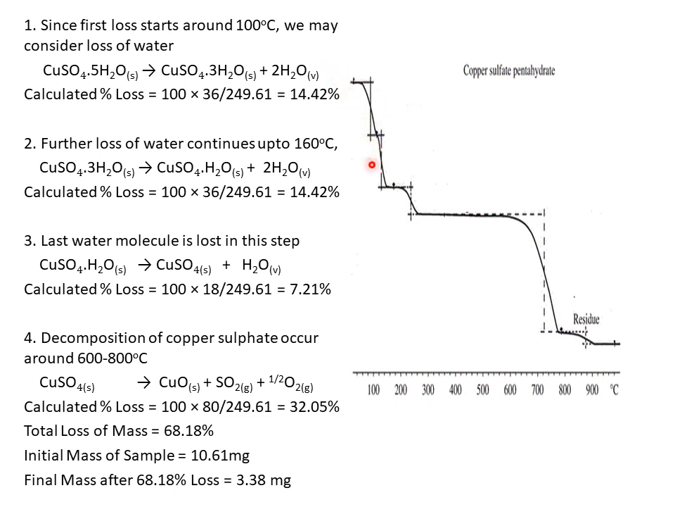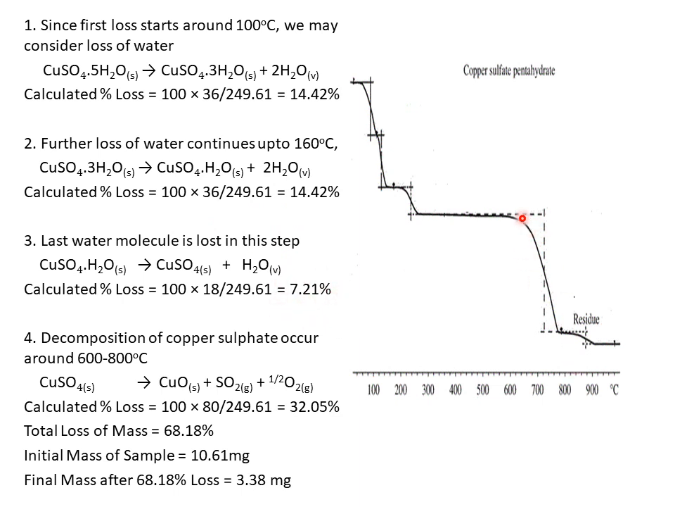Then in the second step, which occurred around 160 degrees centigrade, the same 2 water molecules were removed from the trihydrated copper sulfate molecule. So again there is the same removal, 14.42%. Then in the third depression, which occurs above 200 degrees centigrade, there is the removal of this single water molecule in the form of vapors. So the calculated mass loss is 7.21%.